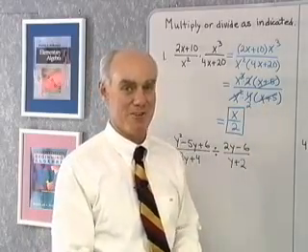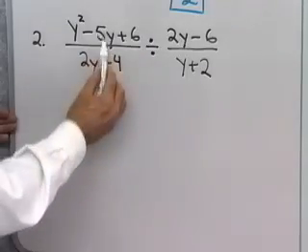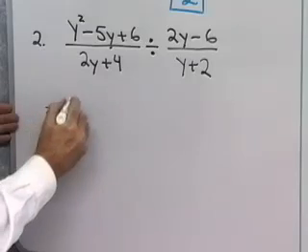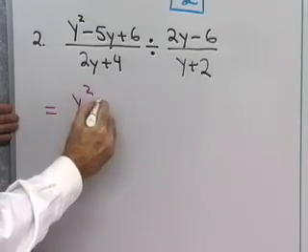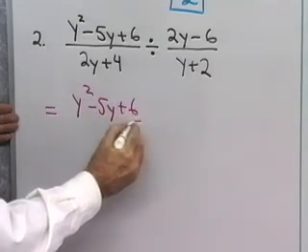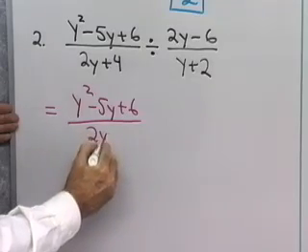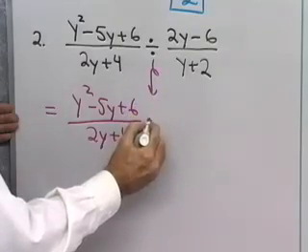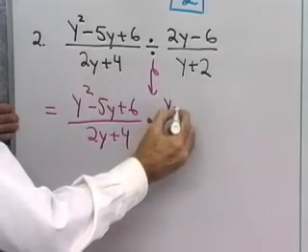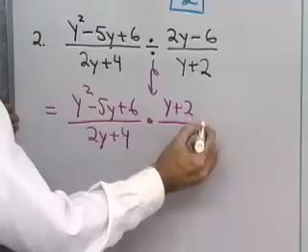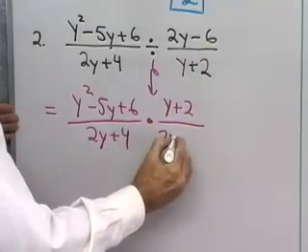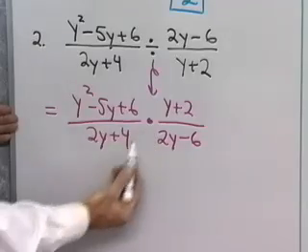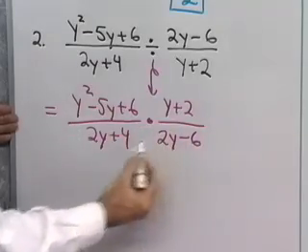Our next problem is a division problem. I want to take this rational expression and divide by this rational expression. Well, as you know, division is multiplication by the reciprocal. So I'll just write my first rational expression here, and then I'm going to change division to multiplication by the reciprocal. So y plus 2 will go in the numerator and 2y minus 6 in the denominator. Now it's a multiplication problem. This rational expression times this rational expression.